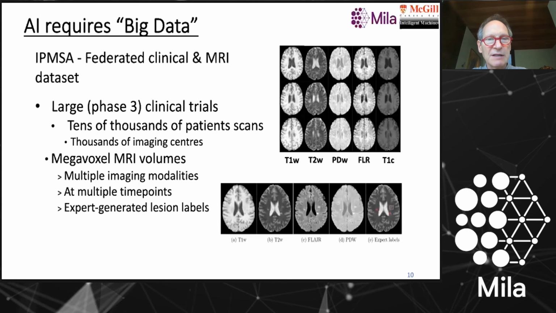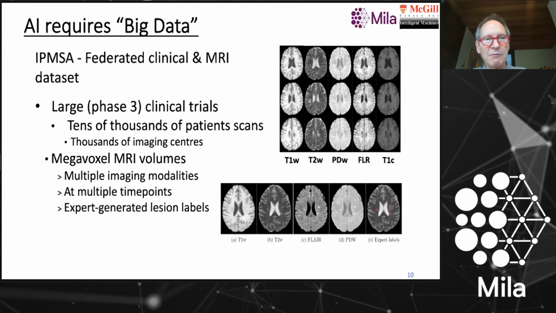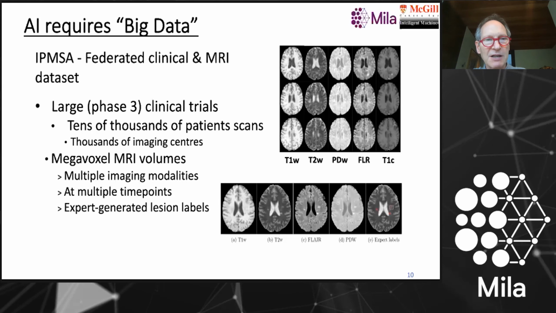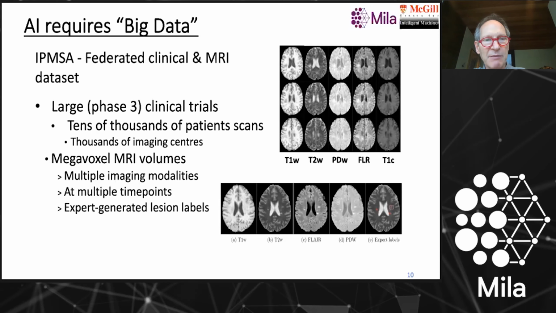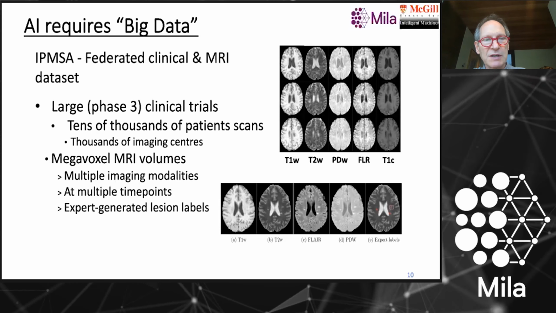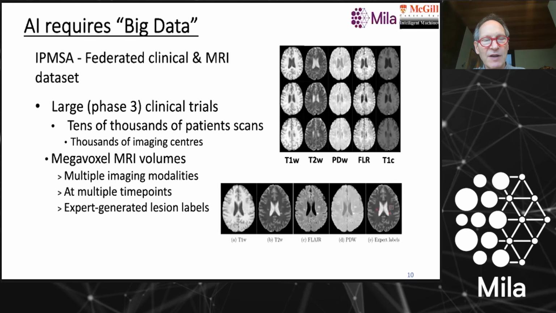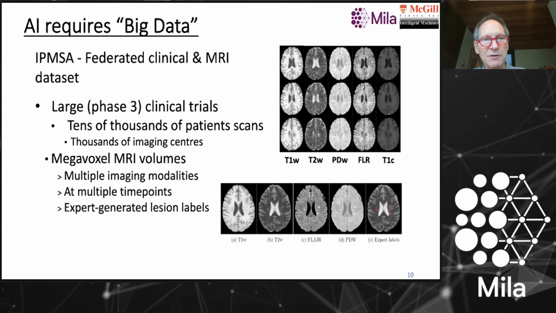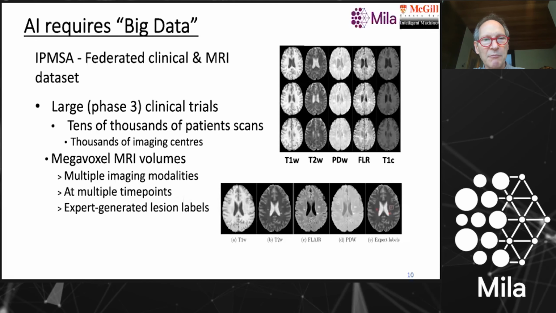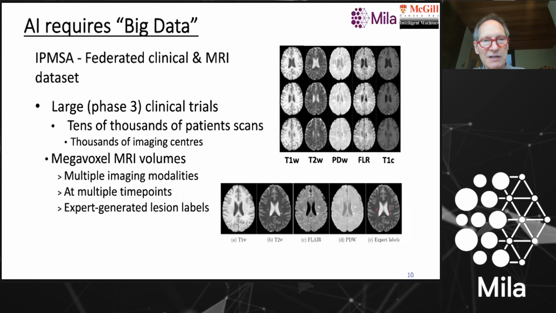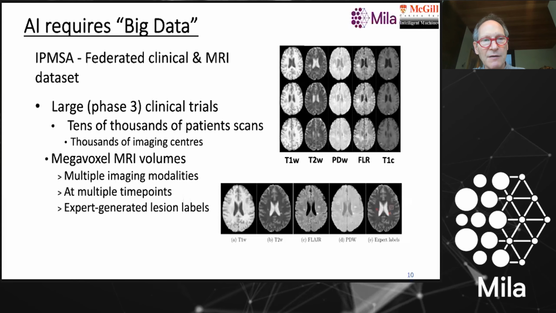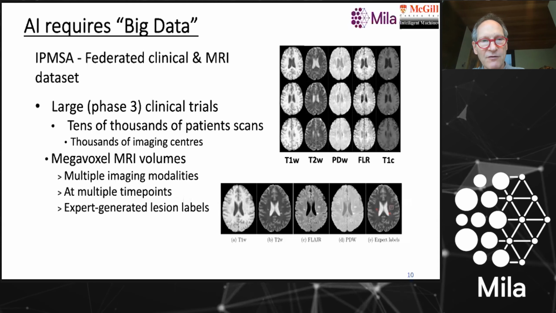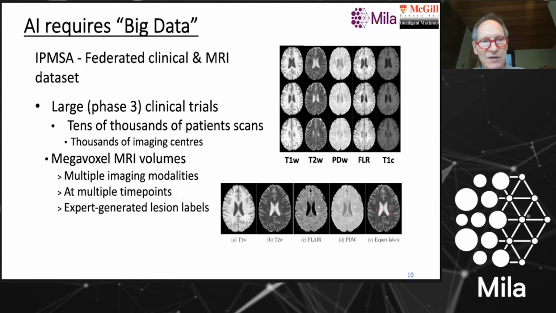My involvement in this effort most recently has been through an effort funded by the International Progressive MS Alliance, the IPMSA, which is devoted towards collecting or federating a large number of scans and associated clinical data from many clinical trials that have been done recently in MS. This involves tens of thousands of patients and literally thousands of different imaging centers, each with a different scanner.